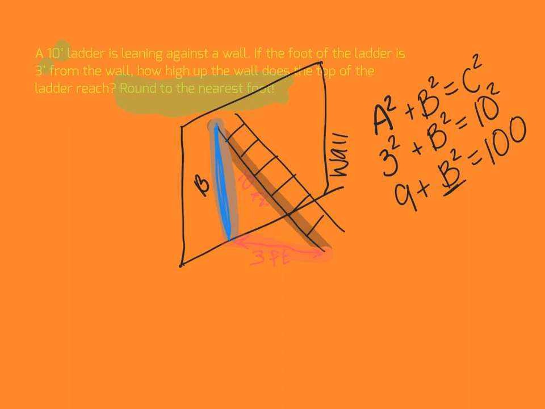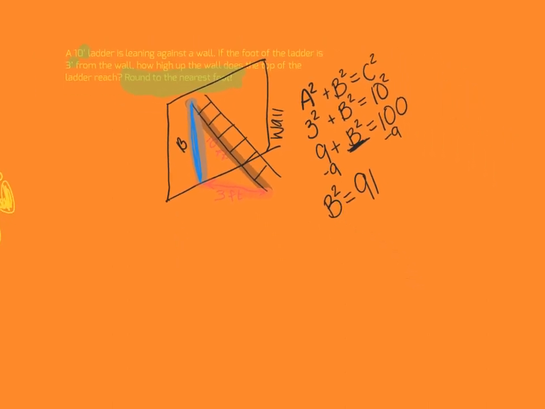Since we're looking for b and not for c, we subtract 9 from both sides, and we get that b squared is equal to 91. If you look at that video, you know that 91 is going to be somewhere in between the perfect square of 81 and the perfect square of 100. So your answer is going to be somewhere between 9 and 10, probably closer to 10, maybe like 9.6-ish, but I'm guessing.